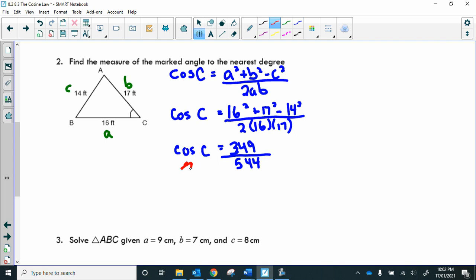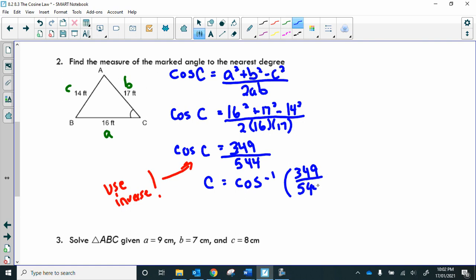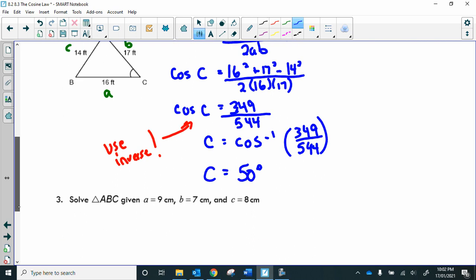And then always, always, always, when you're finding an angle, use that inverse. So C is actually going to be the cos inverse of 349 over 544. Okay, so make sure you know how to plug this into your calculator. We are going to get 50 degrees. And again, that's rounded because it wants us to round to the nearest degree. So we're basically just subbing things in formulas and solving.